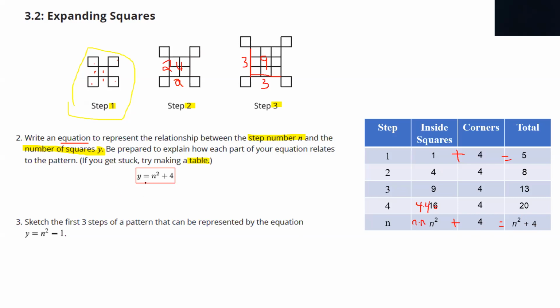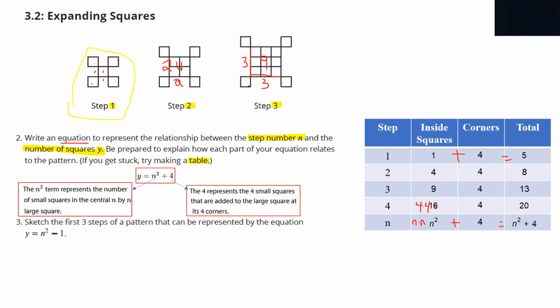So in question number 2, write an equation with the total number of squares representing y. Our equation would be y equals N squared plus 4, where the N squared represents the number of small squares in the center, and the 4 represents the 4 corners in our figures. Okay, for number 3, it says sketch the first 3 steps of a pattern that can be represented by the equation y equals N squared minus 1.